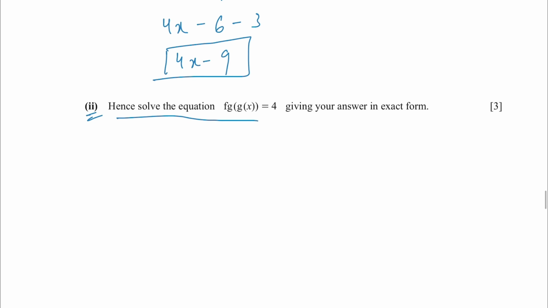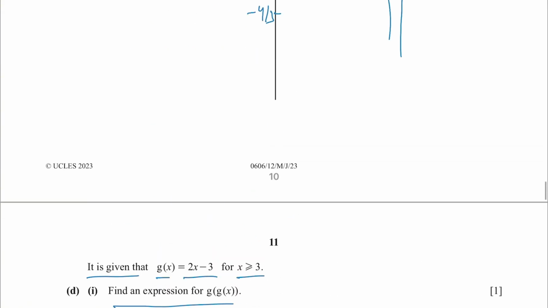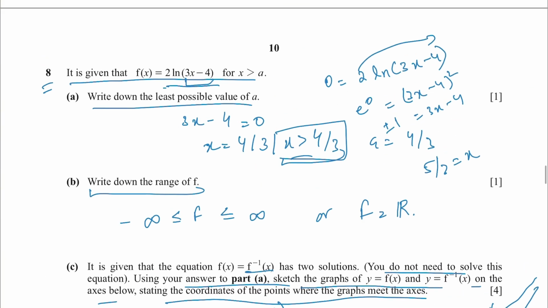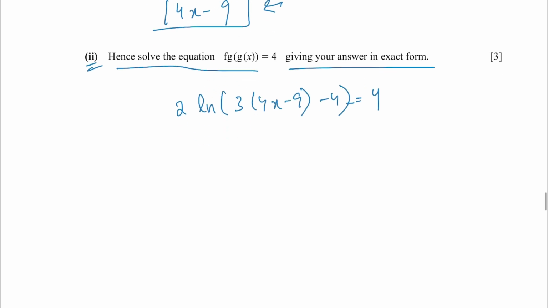Part 2 is: hence solve the equation f of g of x equals 4, giving your answer in exact form. We have our g of x and our f of x, so we'll be applying g of x over here. That would be 2 ln (4x minus 9)... minus 4 equals 4. This would be ln (12x minus 27) minus 4.